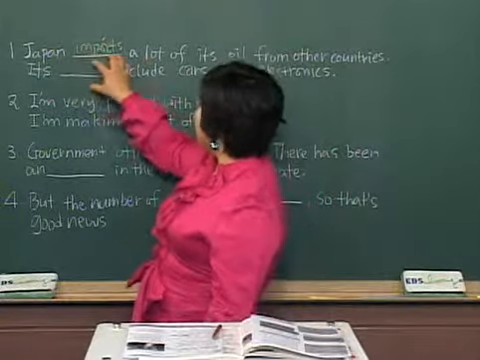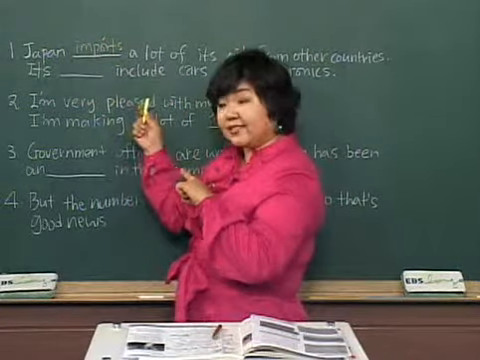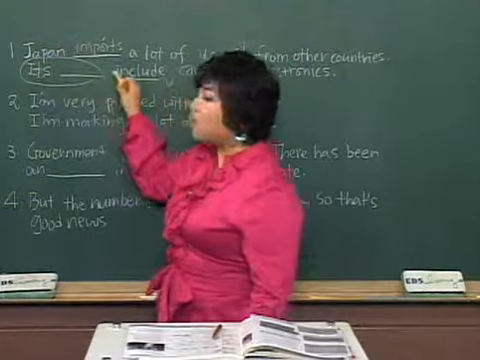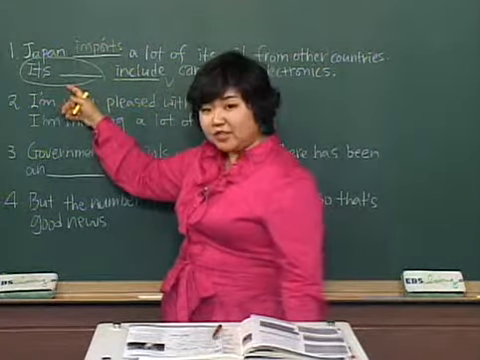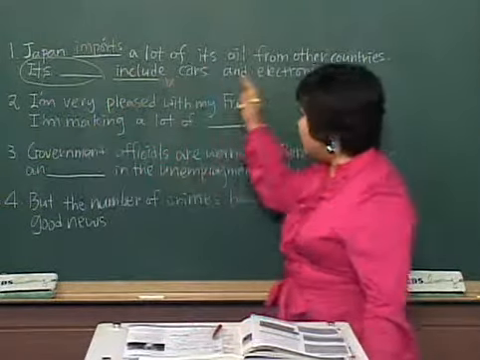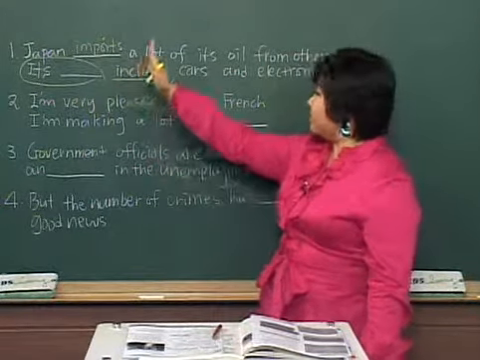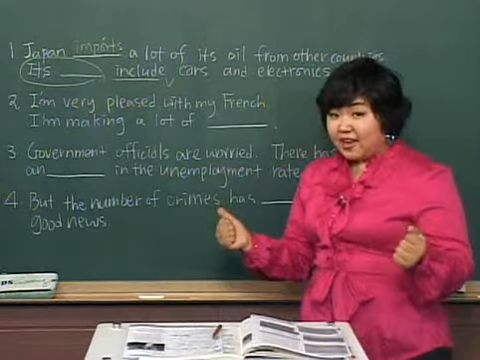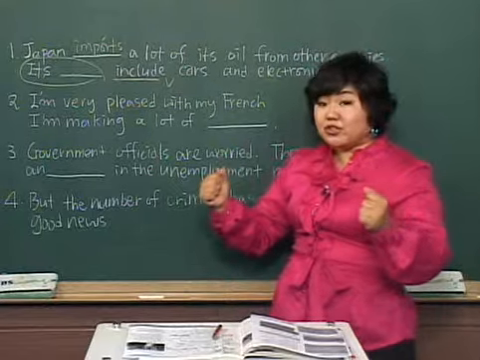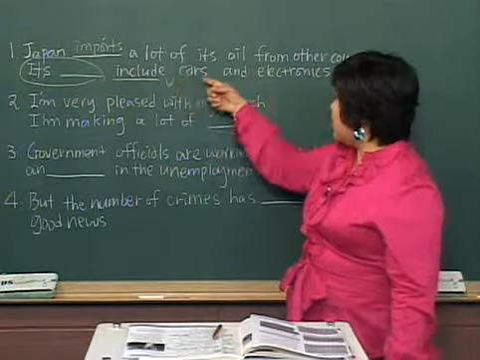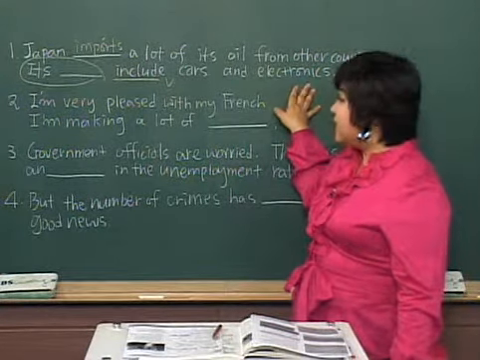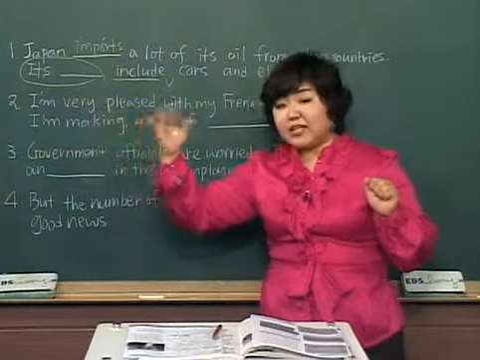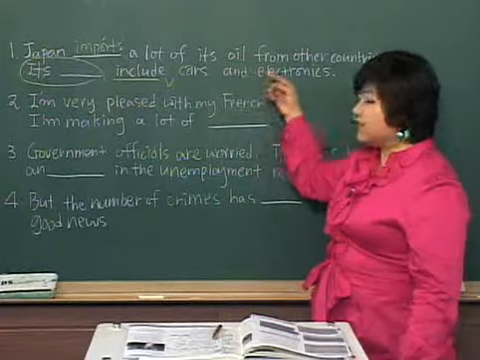It's include. See, in this sentence, include is a verb, right? And you need a subject before the verb. So it should be a noun. Okay, by looking at the context, it's include cars and electronics. See, Japan is a country that produces what? Produces cars and electronics, right? So actually Japan exports, right? Japan exports cars and electronics.